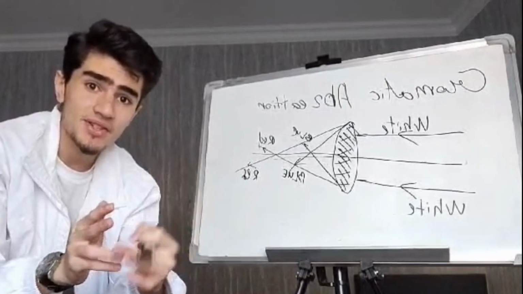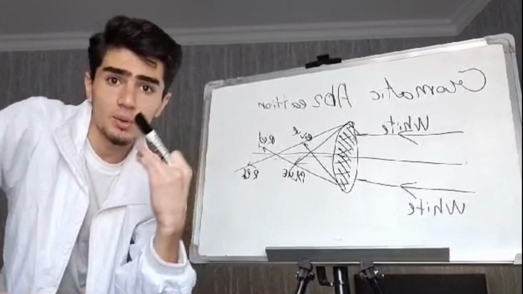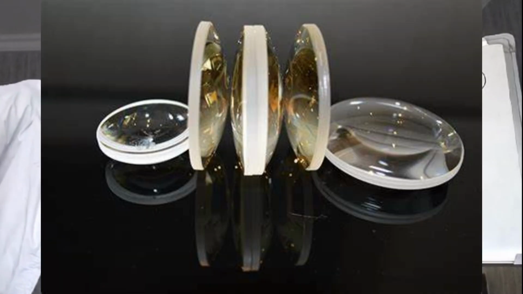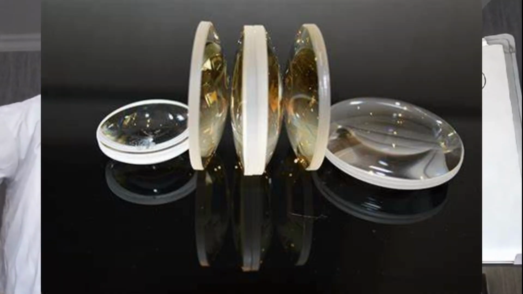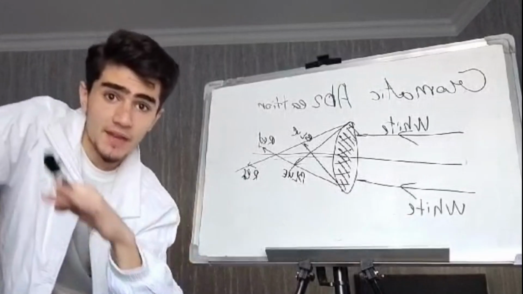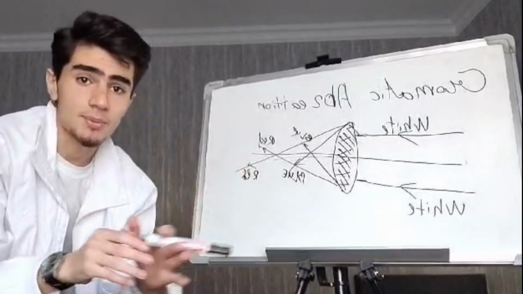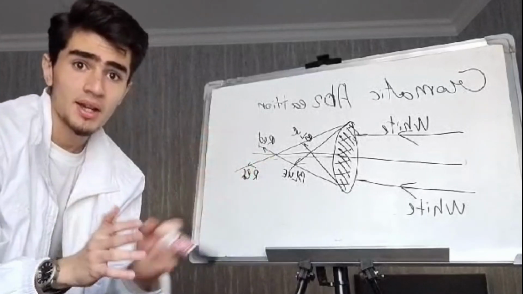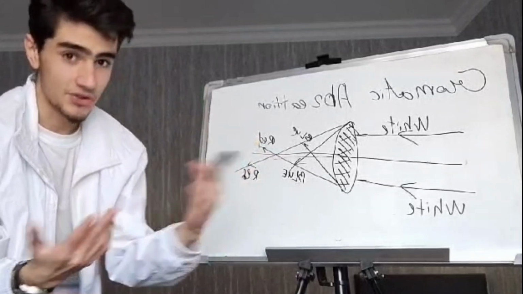It happens in cameras, telescopes, even in our own eyes, to some extent. How to fix it? The best solution is using achromatic or apochromatic lenses, which are made of multiple types of glass to cancel out the dispersion. That's why high-end cameras and telescopes use these special lens systems to keep images sharp and free of color fringing, right?